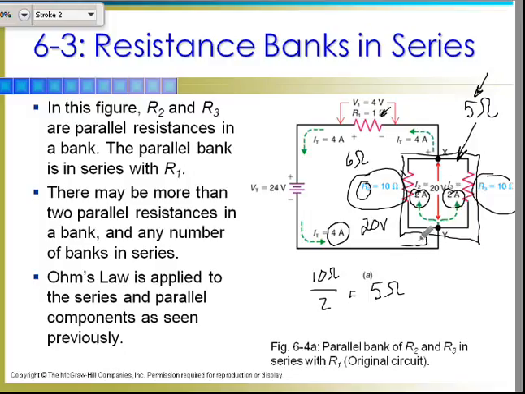So I've got 4 amps going in, branching into 2 amps per branch, coming back together at point X, and I've got 4 amps coming out of point X. Going into my 1 ohm resistor, 4 amps times 1 ohm is going to equal 4 volts of voltage drop. 20 volts plus 4 volts equals 24 volts.